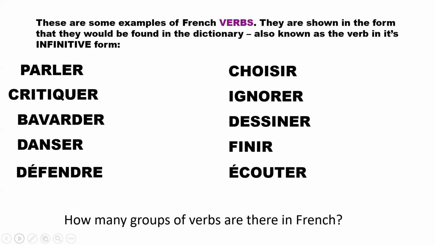So here are some examples of French verbs. They are shown in the form that they would be found in the dictionary. This is also known as the verb in its infinitive form. You can try to say them after me. Parler, critiquer, bavarder, danser, défendre, choisir, ignorer, dessiner, finir, écouter. Do you know the English for them all? Check how you've done. Is this what you'd said?